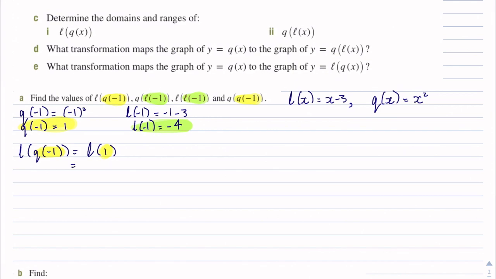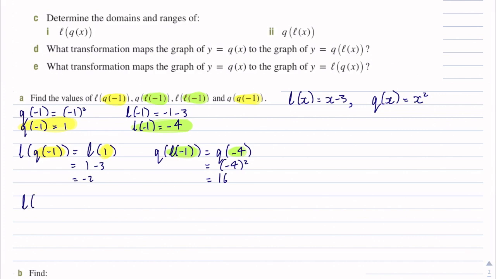So L of 1, I'm just subbing in 1 for x. So I've got 1 take 3, which is minus 2. If I'm doing Q of L of minus 1, then that gives me Q of, well, L of minus 1 came out as negative 4. Q of negative 4 is negative 4 squared, which is 16.